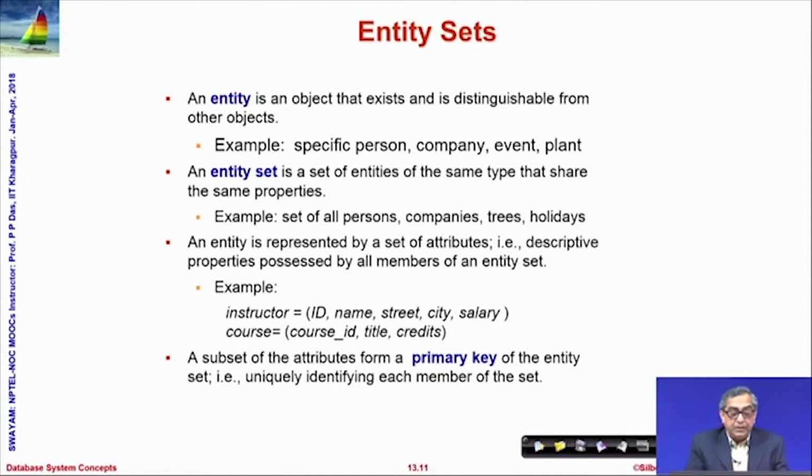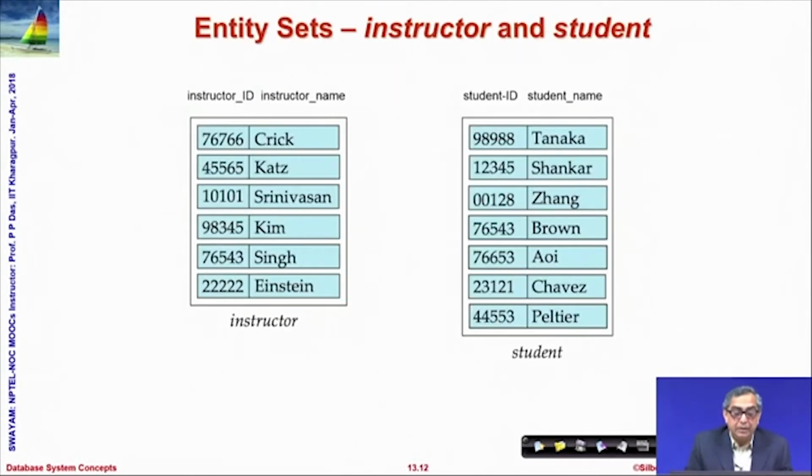So, a subset of attributes in the entity set forms a key called the primary key, which can uniquely identify every entity in that entity set. We have already been familiar with this concept of primary key. The same concept continues. So, these are examples of entity sets: instructor with 2 attributes and student with 2 attributes as well.